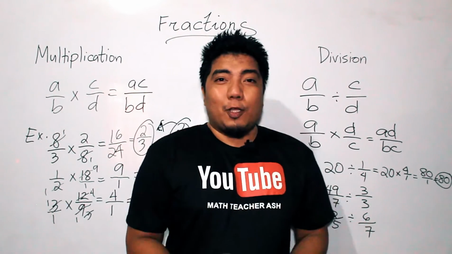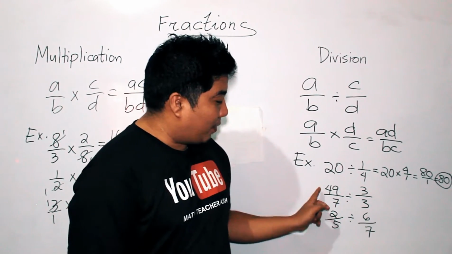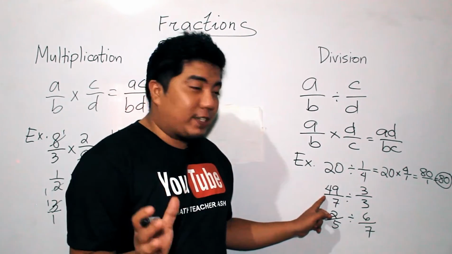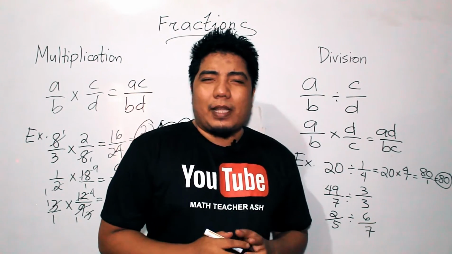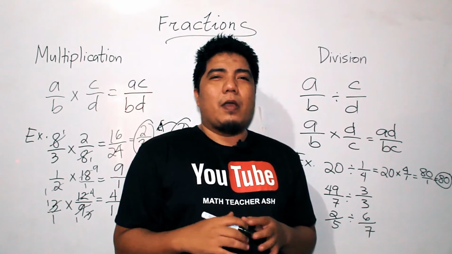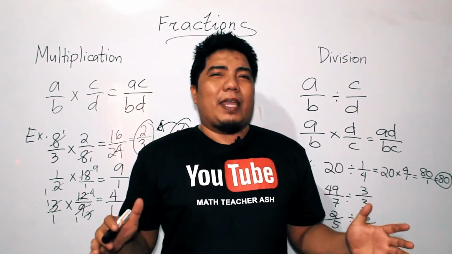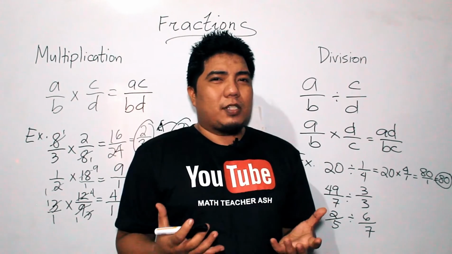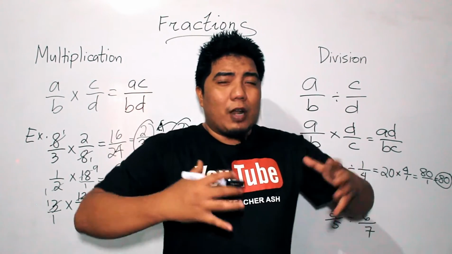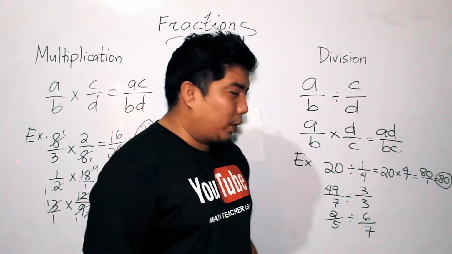Easy, right? So now let us go to the second example. We have 49 over 7 divided by 3 over 3. Now, I'll teach you some technique, my dear math learners. Before dividing or multiplying fractions, if you can get the simplified form of fractions, you can do so before applying the operation. How do I do that?